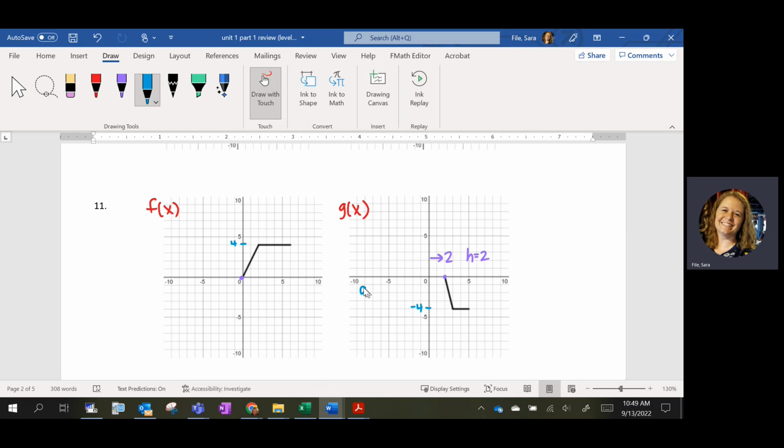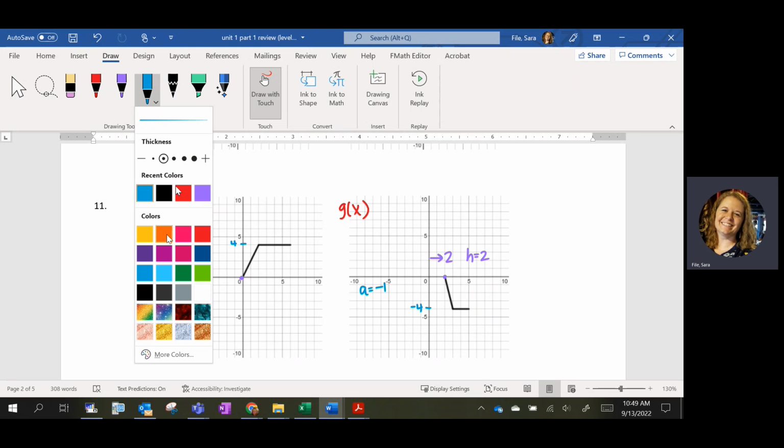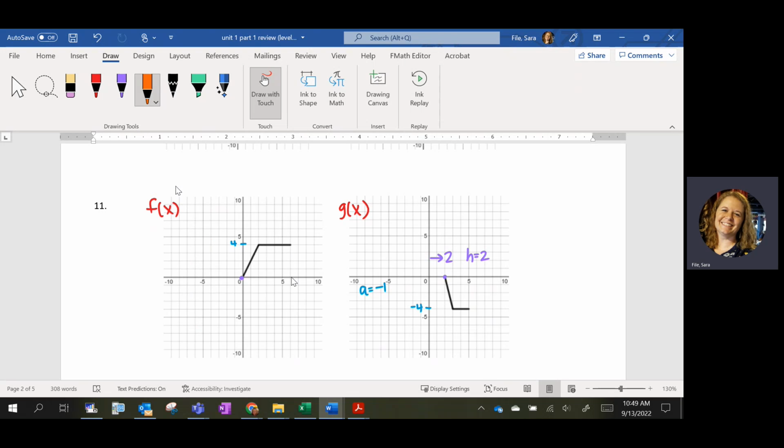Okay, so that means A is -1. It didn't change size, it's still 4, but it changed to over the x-axis, so it's negative. The width was 6. And now from here, 1, 2, 3, that's only a width of 3. So it was 0 to 6, and now it's 2 to 5. So the width changed. So this is another horizontal compression by 2. So just like the last one.